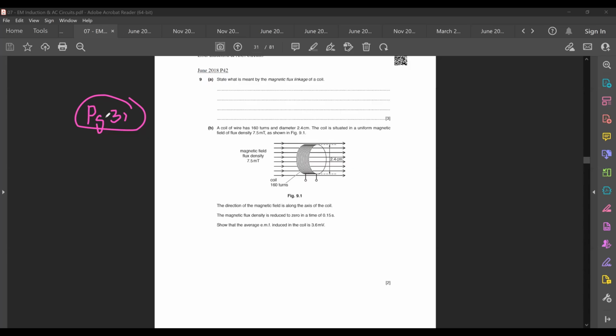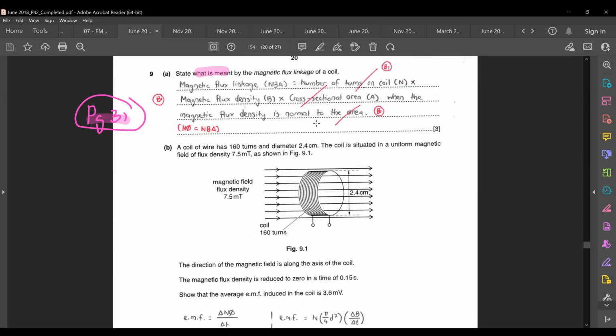Let's have a look at page 1 of your EM induction worksheet. So June 2018 P42, state what is meant by magnetic flux linkage of a coil.